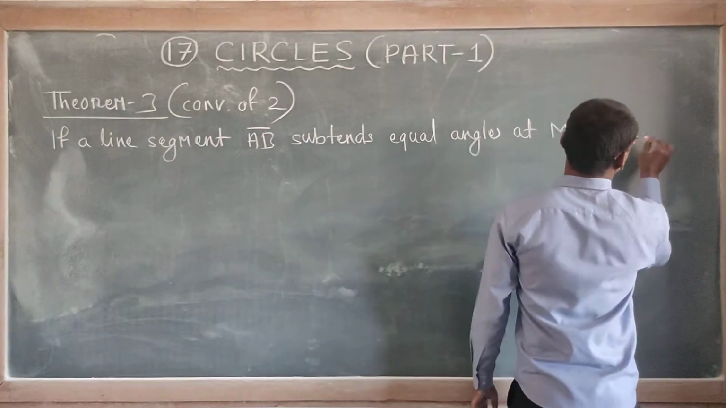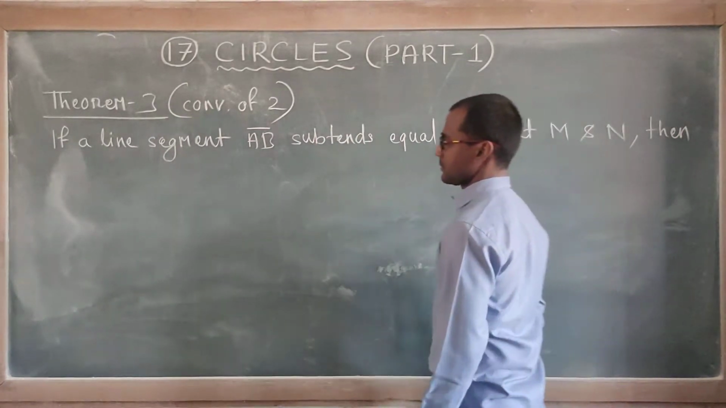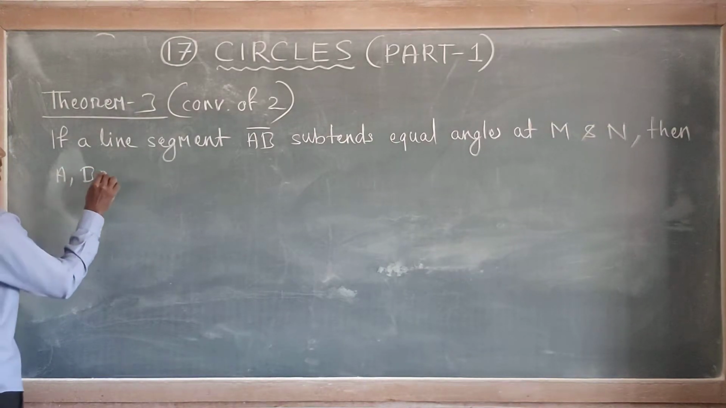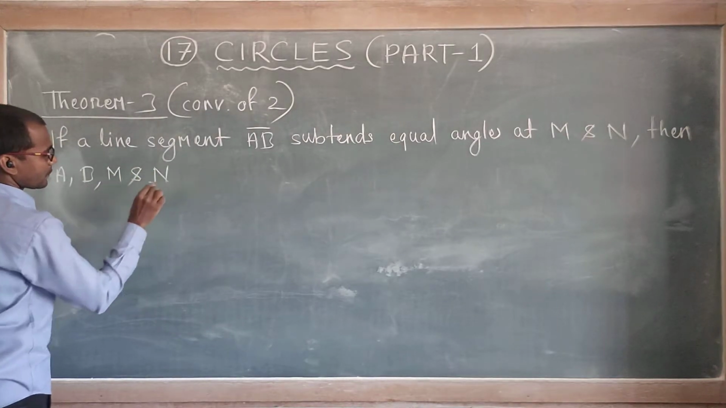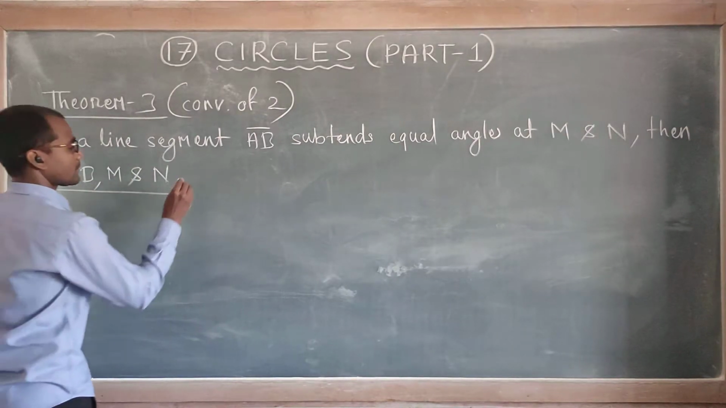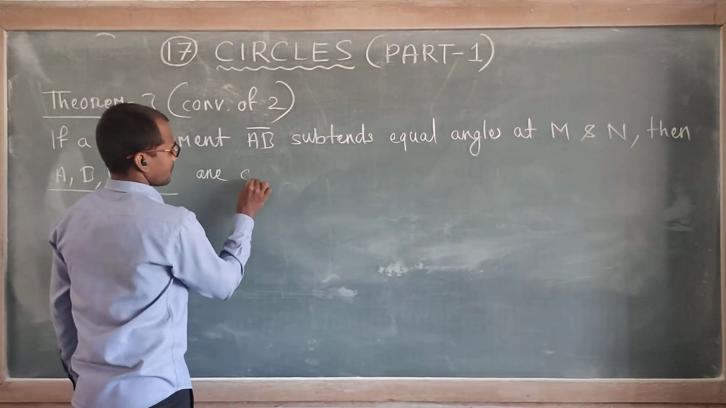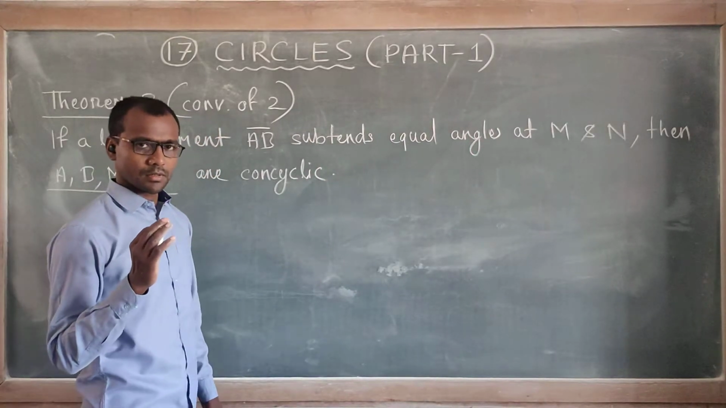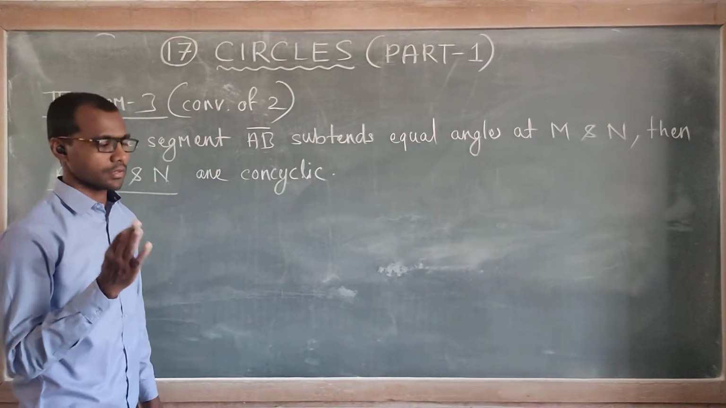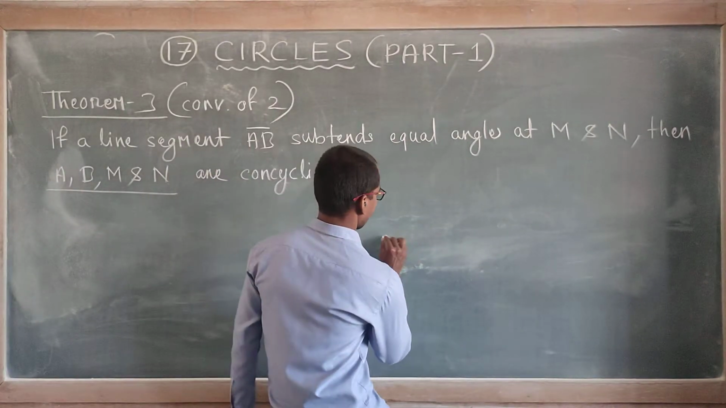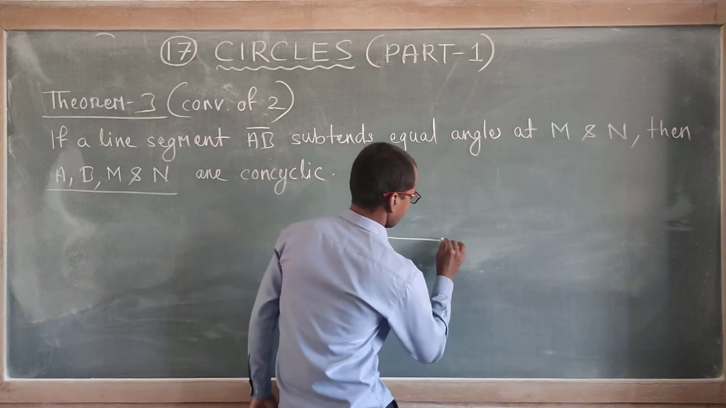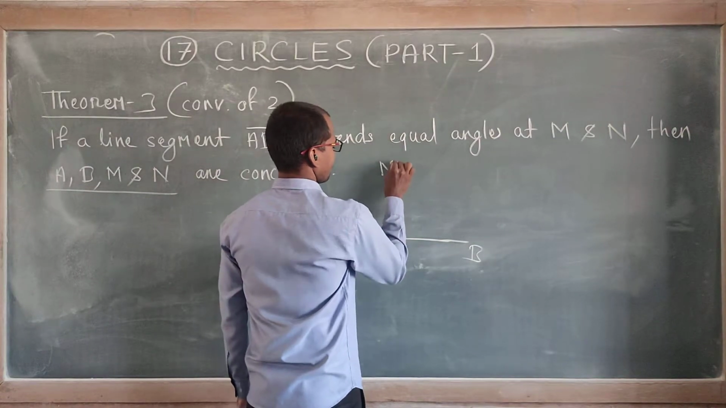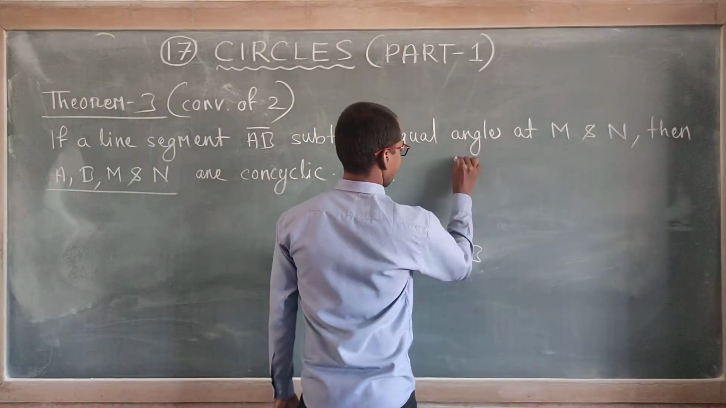Then A, B, M and N, these 4 points are concyclic, means they lie in the same circle, or they lie on the circumference of the same circle. Suppose you have a line segment AB, and there are 2 points, this is M and this is N.